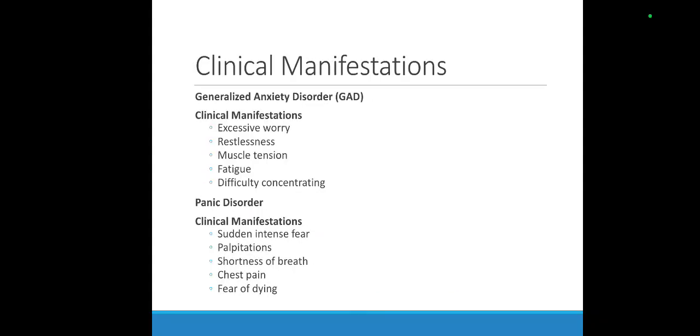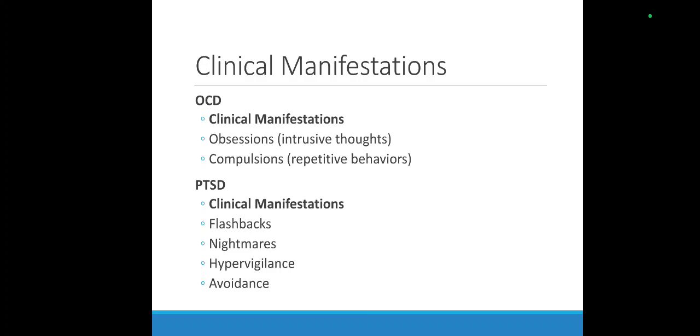Okay, so what are the clinical manifestations of these different types of anxiety disorder? So again, for your generalized anxiety disorder, we have excessive worry, restlessness, muscle tension, fatigue, and even difficulty concentrating. For your panic disorder, we have sudden intense fear, palpitations, shortness of breath, chest pain, and even fear of dying. For OCD, we have obsessions, which are your intrusive thoughts, and compulsions, which are the repetitive behaviors. As for your PTSD, we have flashbacks, nightmares, hypervigilance, and avoidance.